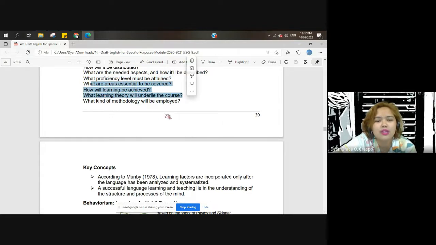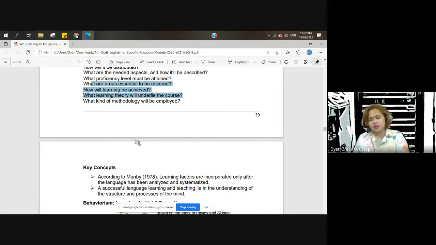What are the areas essential to be covered? How will learning be achieved? What learning theory will underlie the course? And what kind of methodology will be employed? In ESP, compared to the ordinary, the methodology they need is different. So do not be shocked when you are asked to teach ESP and wonder, why is it like this? This is not what we were taught. It might be different because it's industry, as they say.